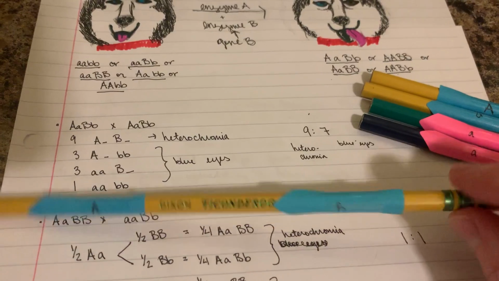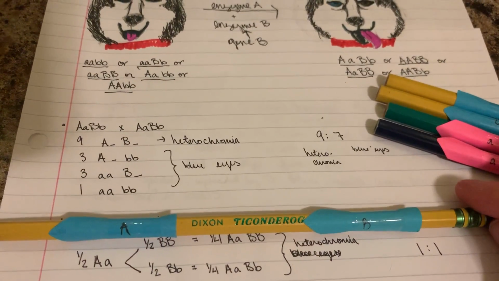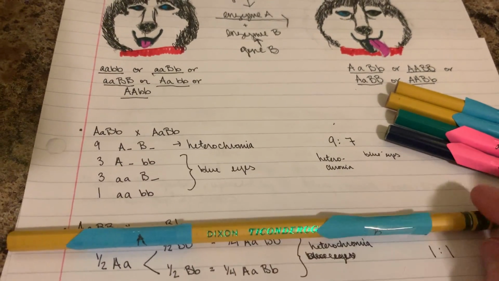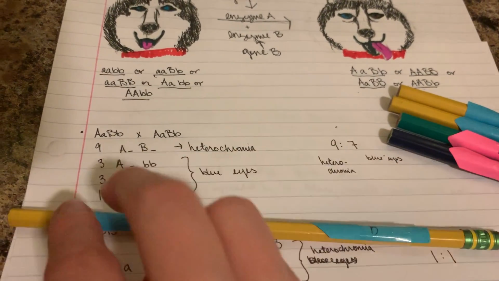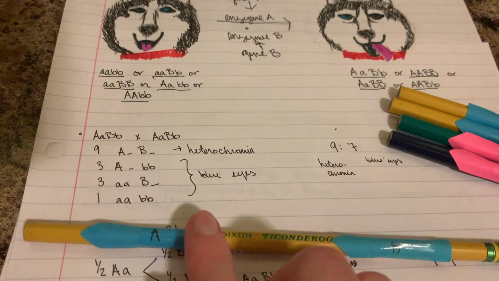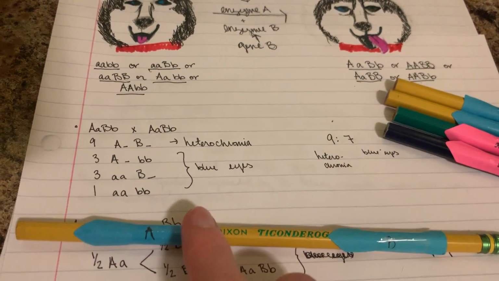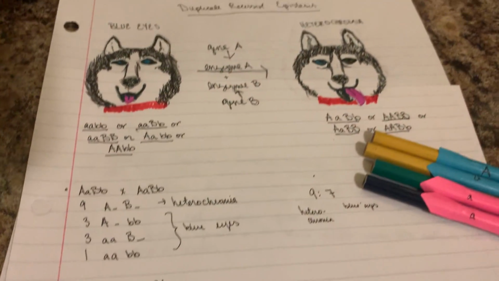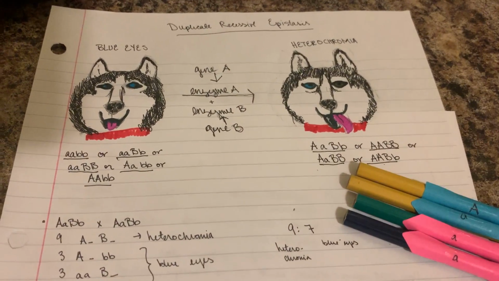So pretend that this pencil is one chromosome with two alleles on it, the A and the B. So epistasis is the idea that expression of this A allele will modify or change in some way the expression of this B allele. So we're specifically looking into duplicate recessive epistasis.